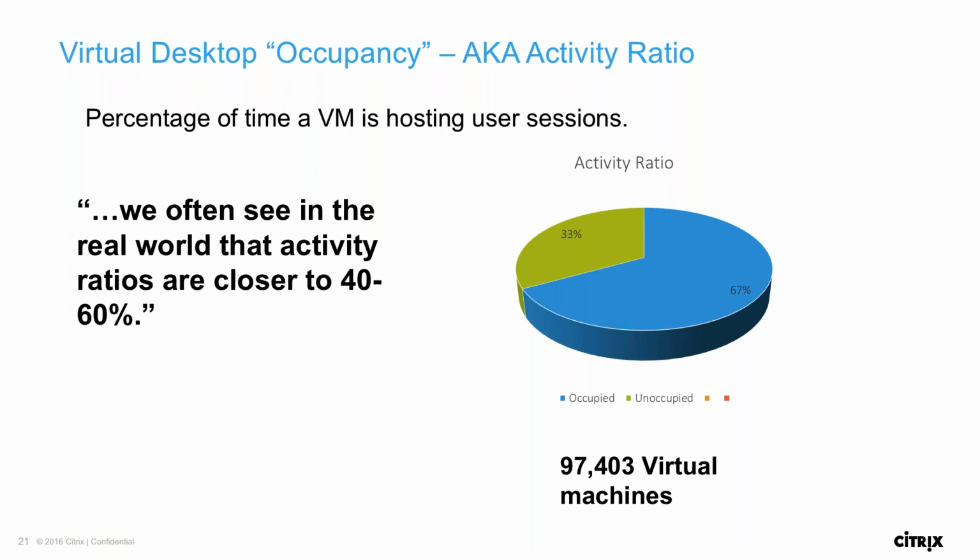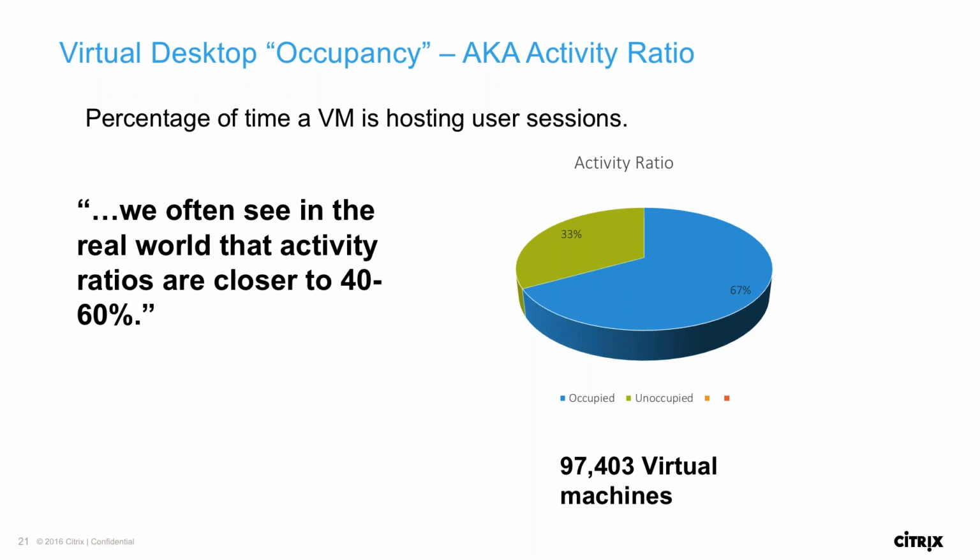Nick is one of the senior architects in a Citrix consulting organization, so he sees a lot of different environments. We found that in the real world, the ratios tend to range between 40 and 60%. We found similar data as we look across all of our customers. Obviously there's a range within individual customers. But when you look across all the different virtual desktops that we looked at, we find that 67% of the time they're in use by a user, and 33% of the time they're unoccupied. So that's something to think about.